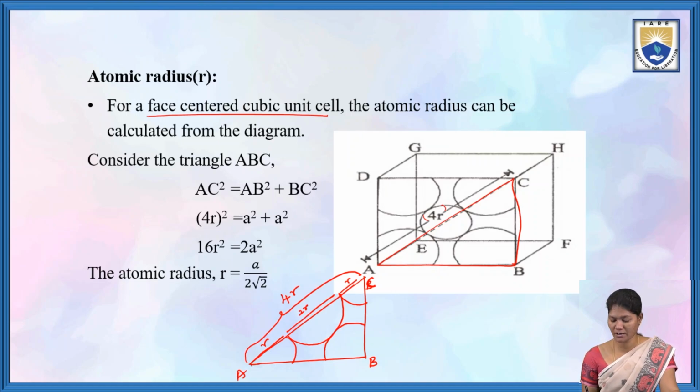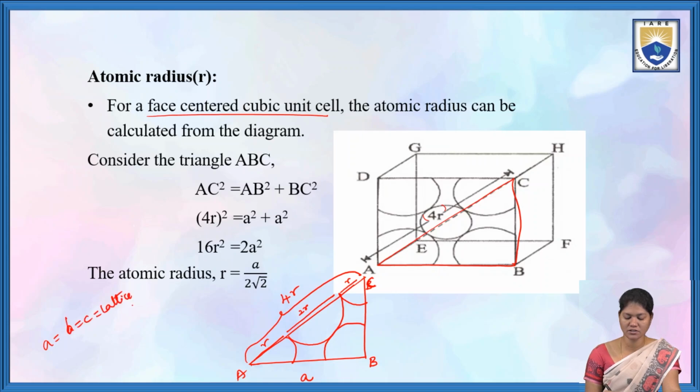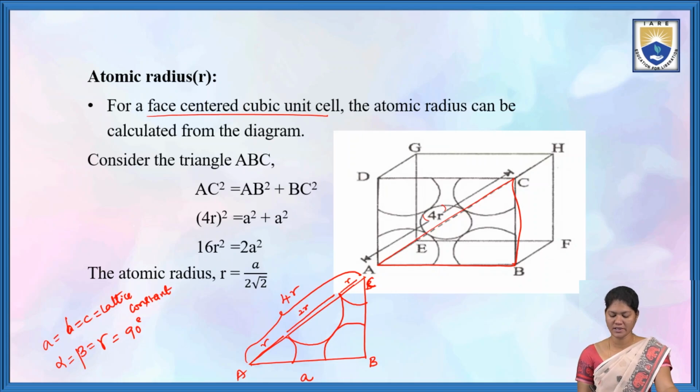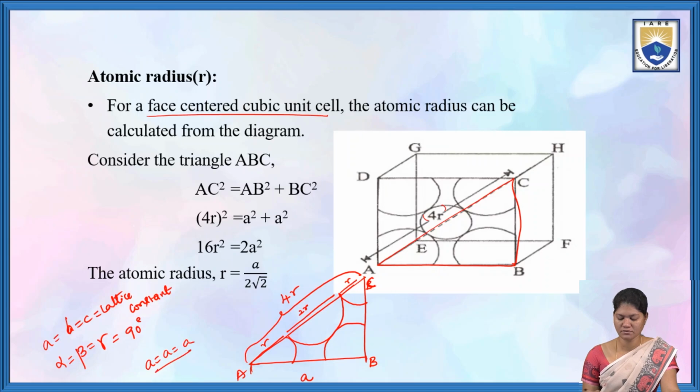What is this a square? AB, the edge length, is a, as we have taken a cubic crystal, so the dimensions are the same. So a is equal to b is equal to c, which is equal to the lattice constant. Already in the first slide we have seen that. And the interfacial angles alpha is equal to beta is equal to gamma, which is equal to 90 degrees. So the edge length of this cubic crystal is the same, all the dimensions are the same.